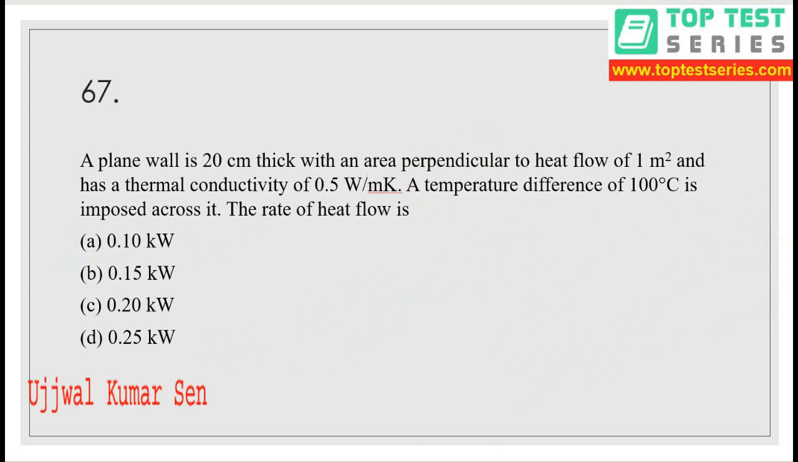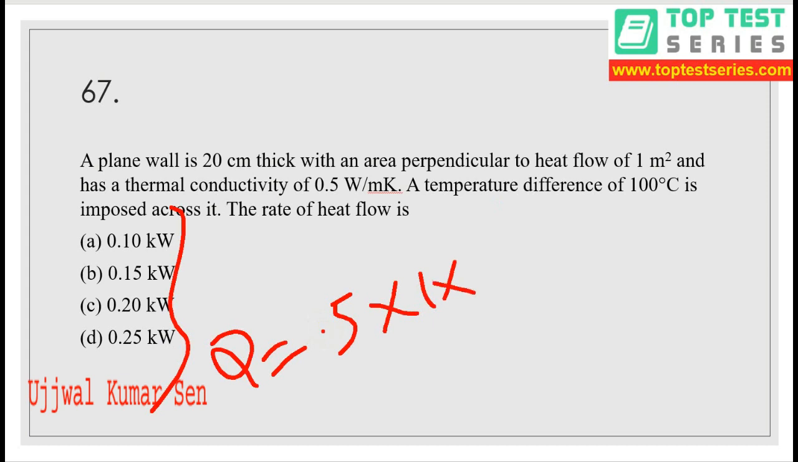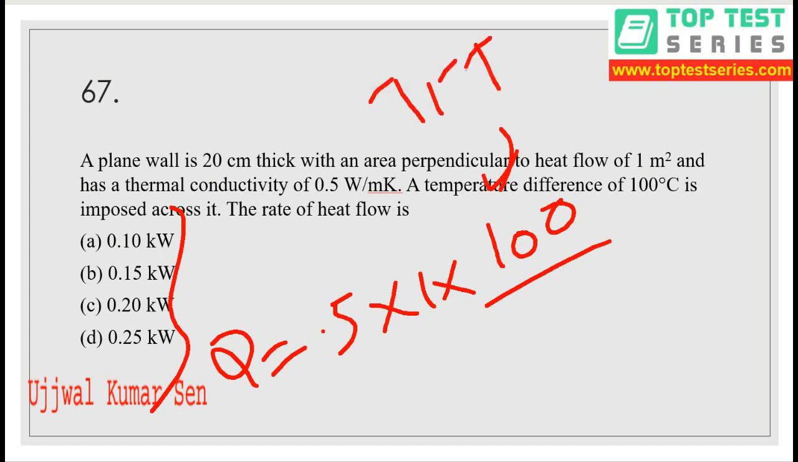Question number 67. Let's understand how we can solve this. A plane wall is 20 centimeter thick with an area perpendicular to heat flow of 1 meter square and has a thermal conductivity of 0.5 watt per meter Kelvin. A temperature difference of 100 degrees centigrade is imposed across it. The rate of heat flow is, we have to find out Q, but remember, my dear, it is asking you to find it in kilowatt. So Q is equal to K, K is 0.5, A is 1 and its dT, that is 100 degrees centigrade. Its dT is T1 minus T2 I'm talking about, not T2 minus T1, right? So we are considering it as positive, not as negative.